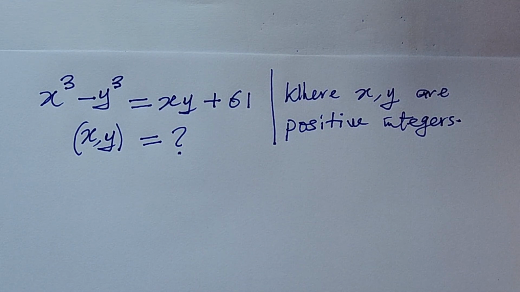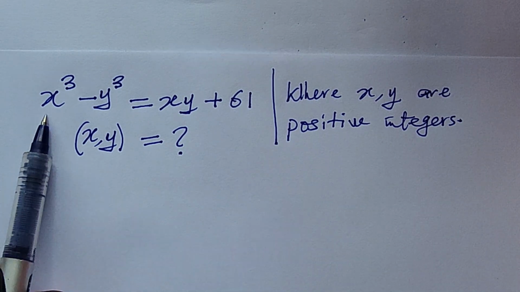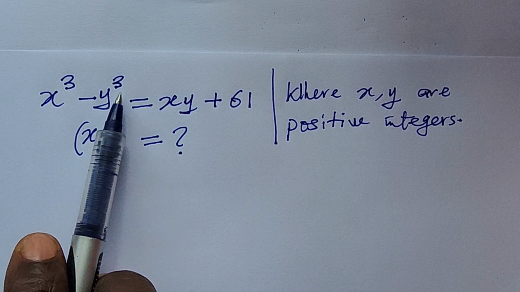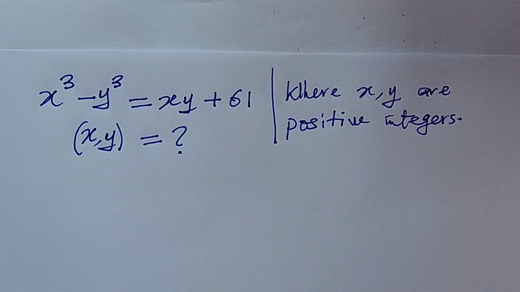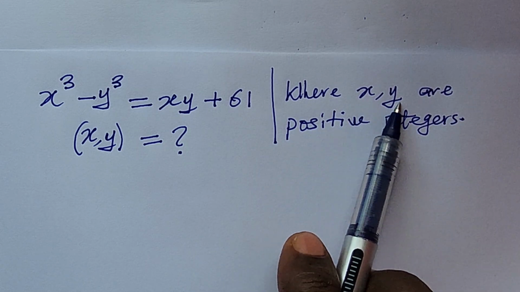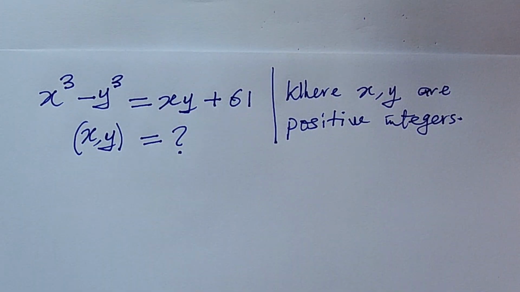Before us here, we have a Russian Math Olympiad question. The question reads, x to the power of 3 minus y to the power of 3 equals xy plus 61, where x and y are positive integers. So here we have to find the positive integers x and y that satisfy this expression.